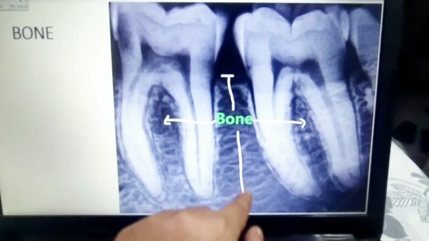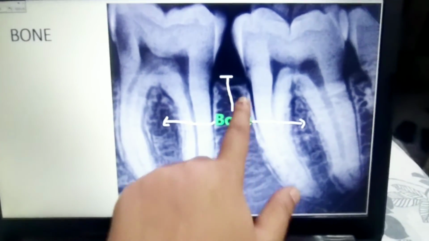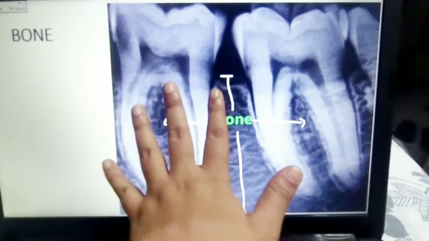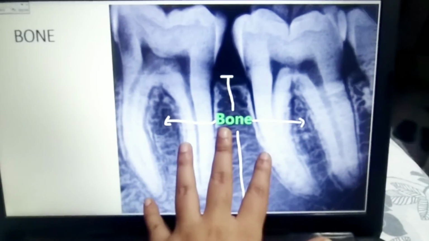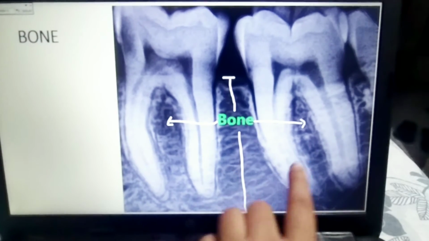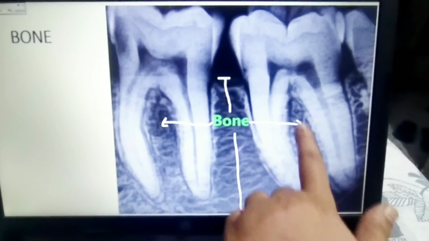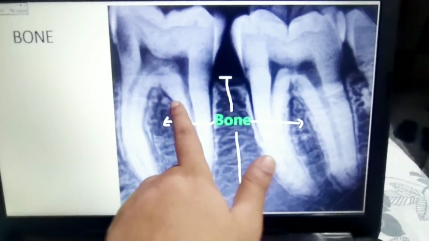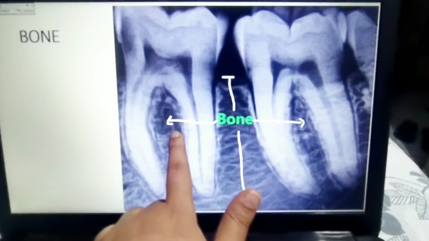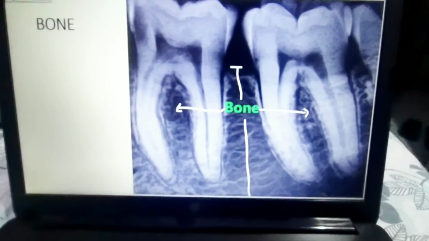Then comes your bone. This whole section is your bone. Bone is the one which is covering your tooth structure. Since it's a 2D picture, that's why I'm showing it this way. In between your tooth roots you have bone, in between your two teeth you have bone. This is your bone.